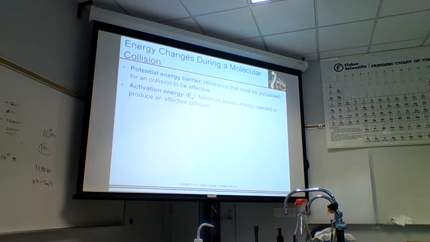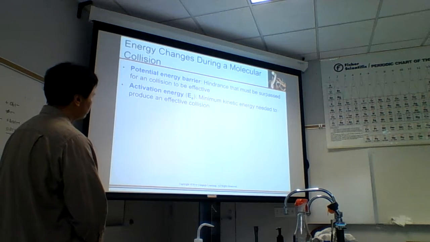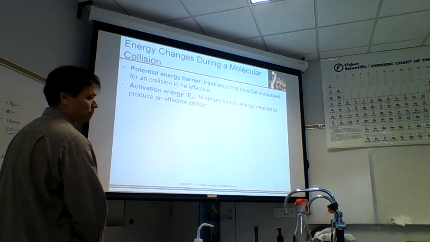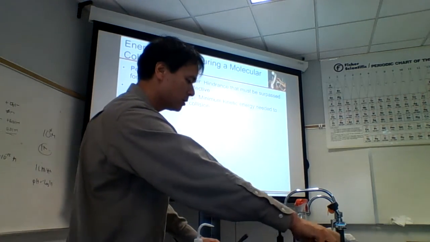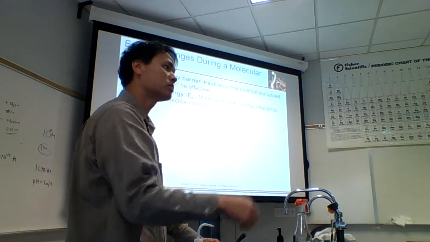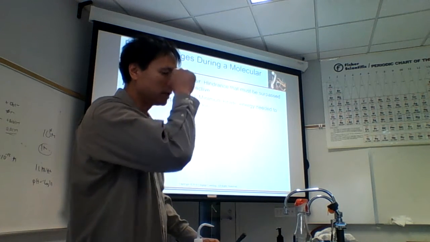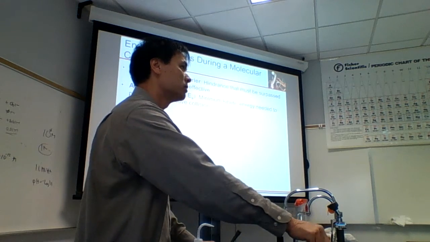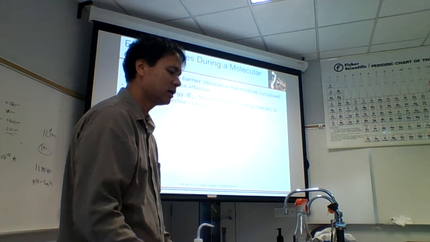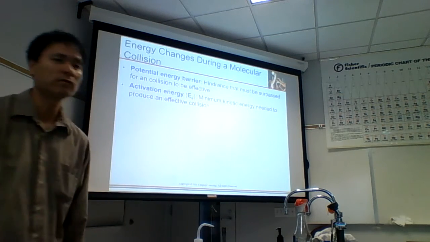This potential energy barrier is a hindrance that must be surpassed for a collision to be effective. And the amount of energy is called the activation energy. And we can see that in action here, like methane and oxygen. Is methane and oxygen a stable mixture? No. But why isn't it exploding immediately? Not enough activation energy. I need to give it a little kick. How can I give it a little kick? I can just warm it up. If I warm it up, then it'll catch on fire.